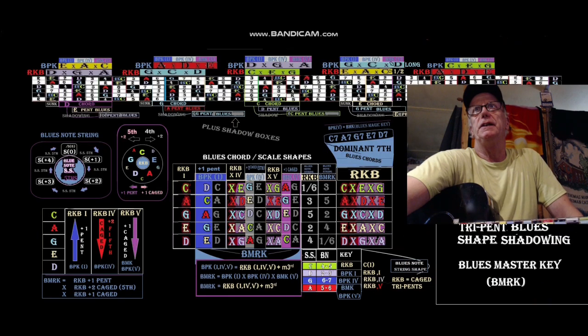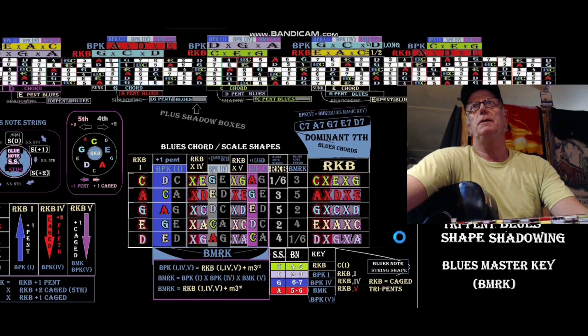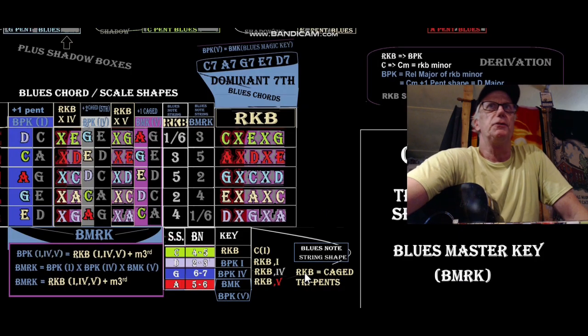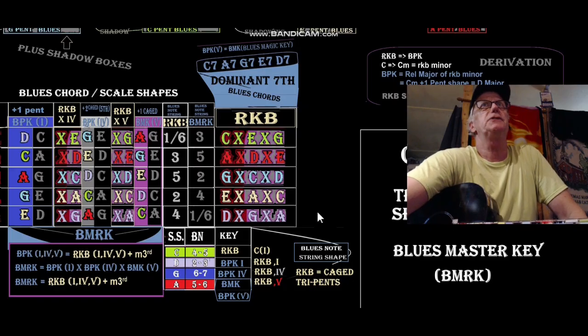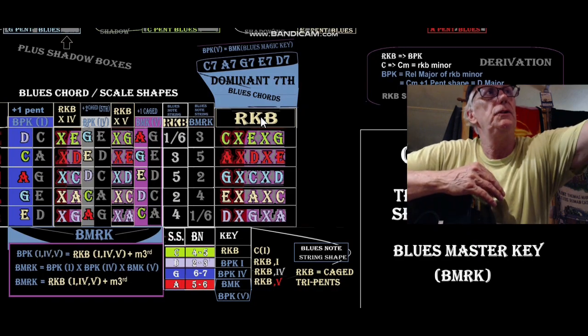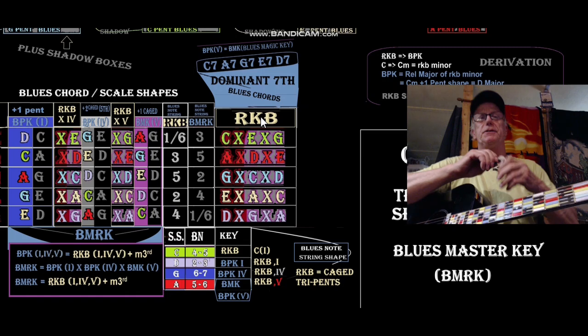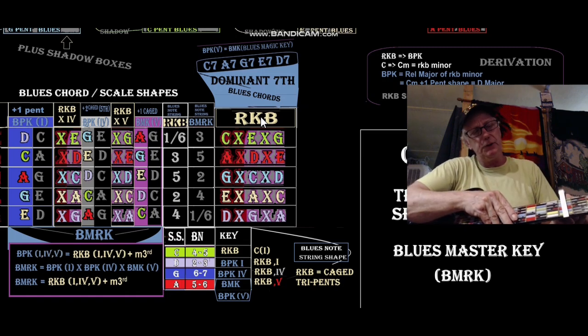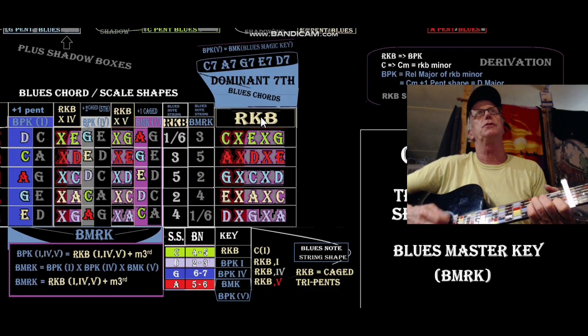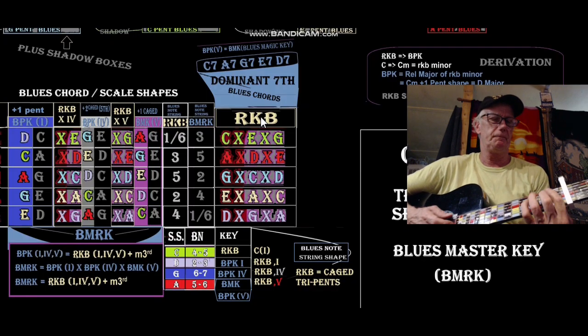So what I've done here is, well, let me look at this. We've got blues notes, string shapes. RKB is the root key of the blues. That's your CAGE tripents, but these are just the normal CAGE tripents. But when we play them in the blues, they're the blues chords if we play seventh chords all the time. Like this.